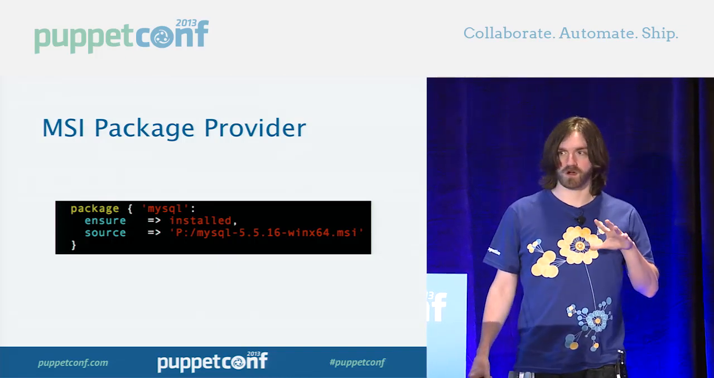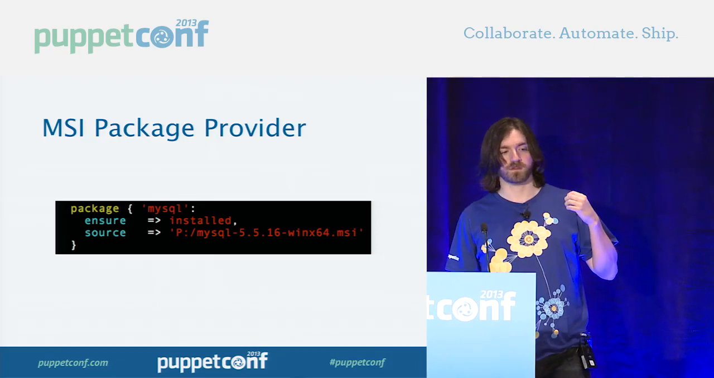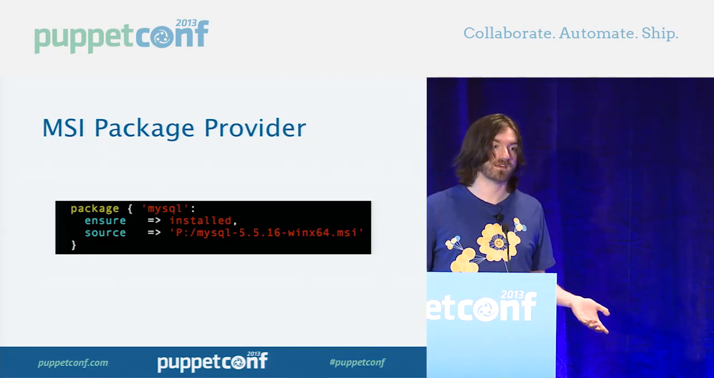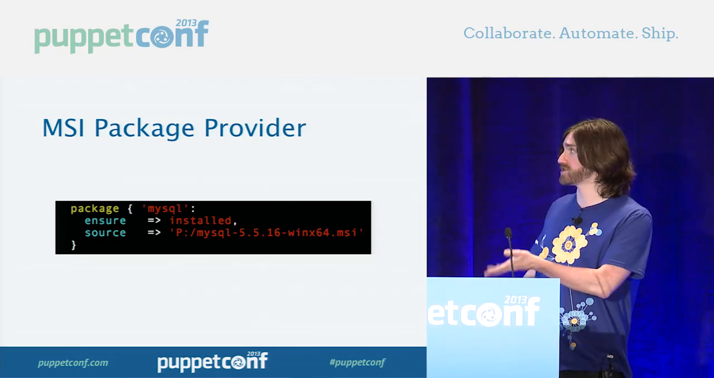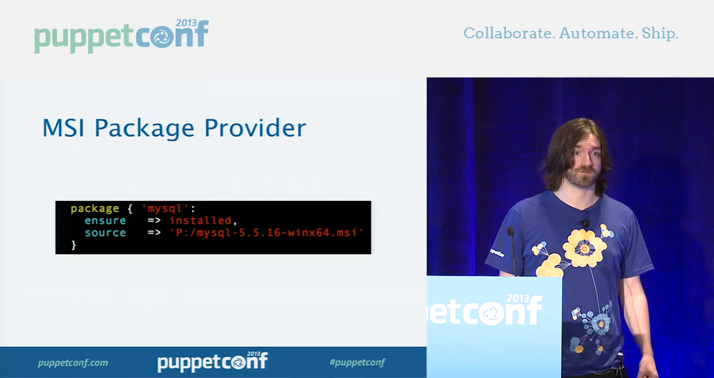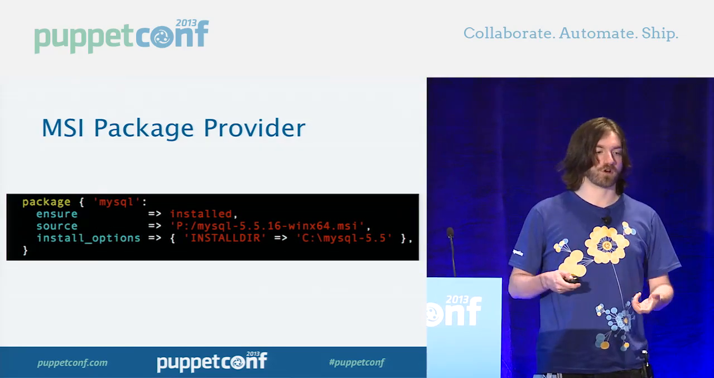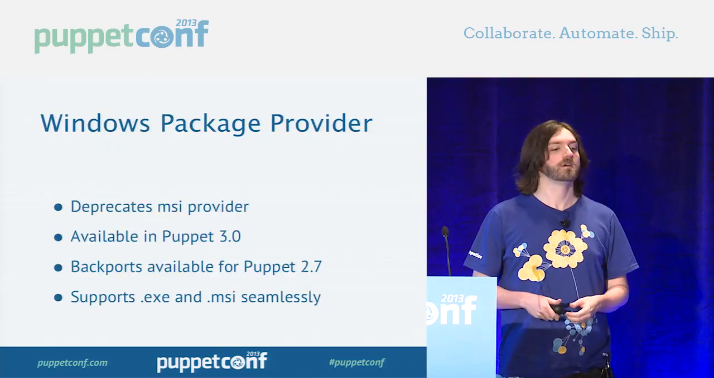This is kind of a weak spot for Windows generally. I call this the MSI Package Provider because prior to Puppet 3.0, this was the way that you could manage packages. We say that we want MySQL installed, and we give a source MSI file for it to grab the installation from. You can also specify specific install directories or arguments using the install options type. That's one of the few things that are Windows only.